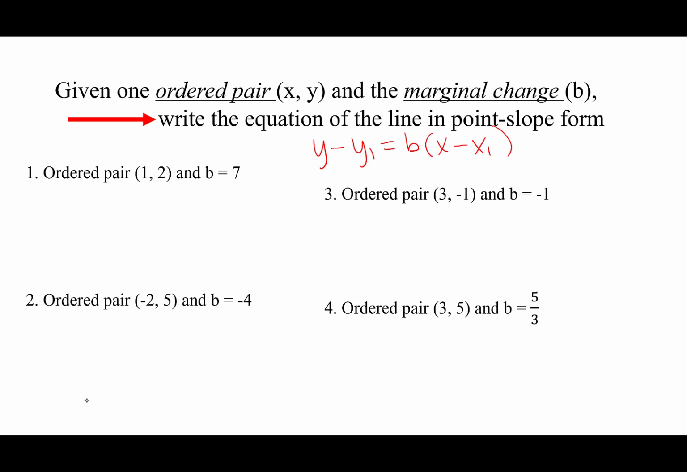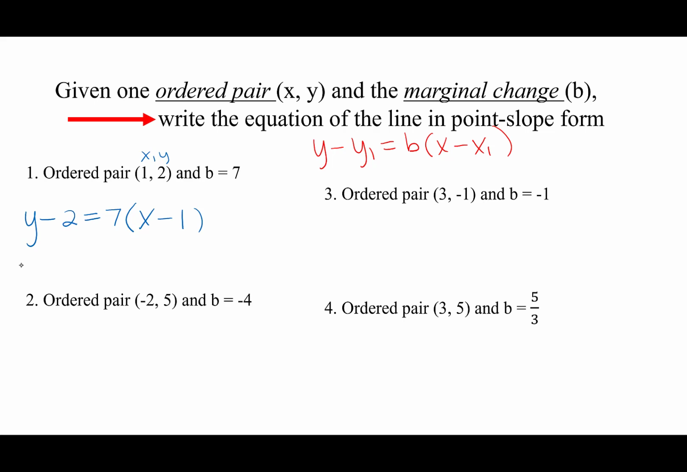The first example has an ordered pair of 1, 2, and a marginal change of 7. Remember, ordered pairs are in the order x comma y. And so to write this equation, we're going to say y minus 2 equals 7 times x minus 1.